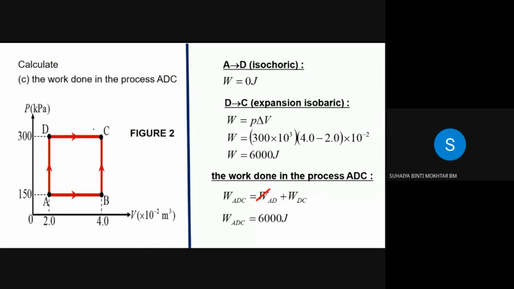And then last, the total amount of heat transferred in the process ADC. So process ADC here. Dia nak apa kat situ? Q kan? Dia nak Q, QAD and QDC. Okay, we have work done, 0 and 6,000 joule. So how to determine Q? Okay, so delta U. Macam mana dapat?